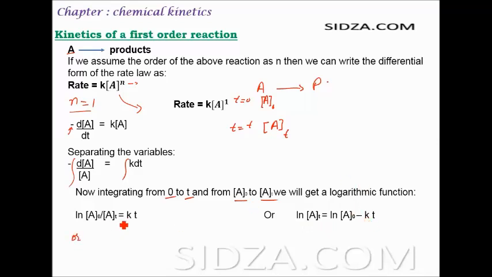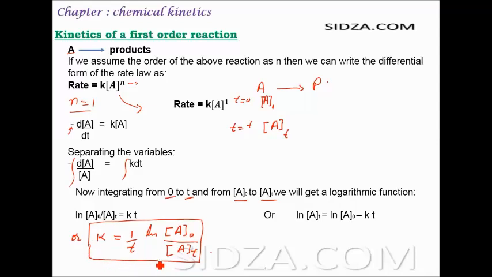Or we can also write it like this. Suppose you want to find the rate constant k for the first order reaction, that will be equal to 1 upon time, ln of the initial concentration of the reactant divided by the concentration left after time t. This is the rate constant k for the first order reaction.